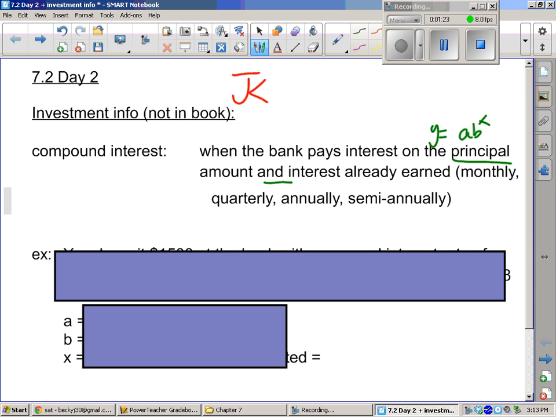So there's simple interest, where you just earn it on the principal, and then there's compound interest, which is what we're talking about. You earn it on everything that's in there, including the interest you earn. So it's a better way to do it.